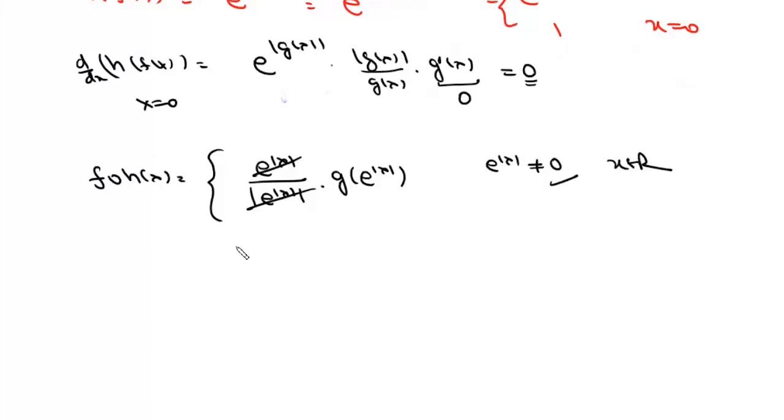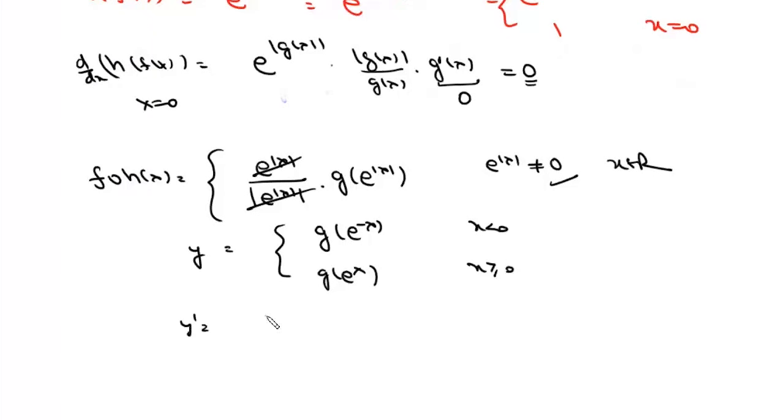So f of hx is g into e to the power mod x, which we can write as g into e to the power minus x when x is less than 0, and g into e to the power plus x when x is greater than or equal to 0. Now we differentiate this, it will be g dash e to the power minus x into minus 1, and here it will be g dash e to the power x into e to the power x.